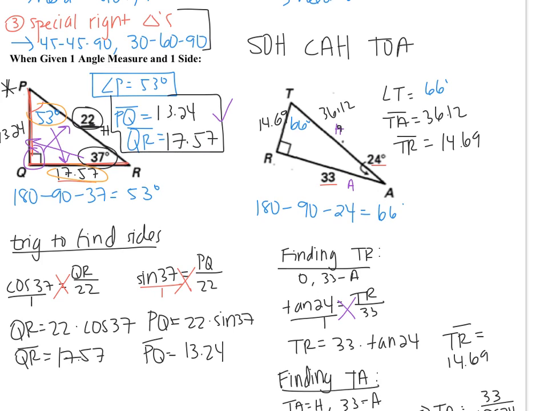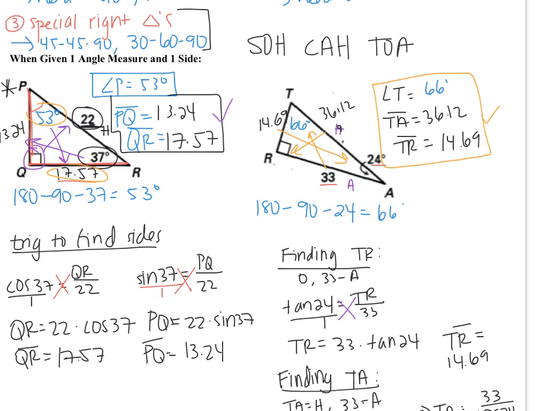Okay, so we have solved the triangle. We now know all three angles and all three sides. Before we move on, I just want to check, does this make sense? Is my largest side across from my largest angle? Well, yes, my largest side is 36.12, which is across from the 90. My smallest side, my 14.69, is across from the smallest angle, and then my medium side is across from the medium angle. So my answer does check out. It is extremely important that you check this every time. Is the largest angle across from the largest side, and is the smallest angle across from the smallest side?